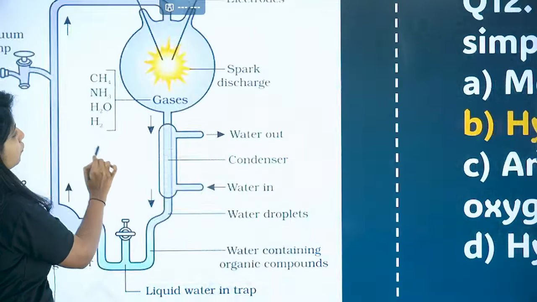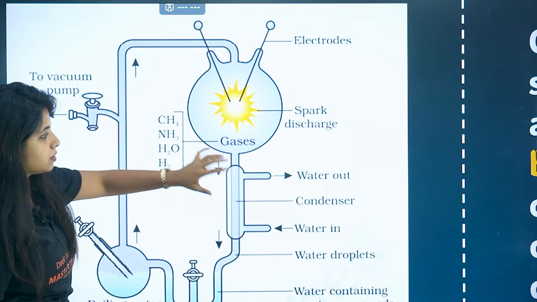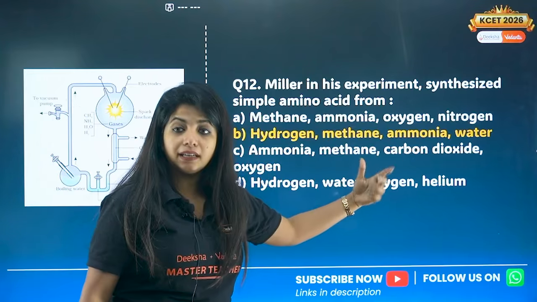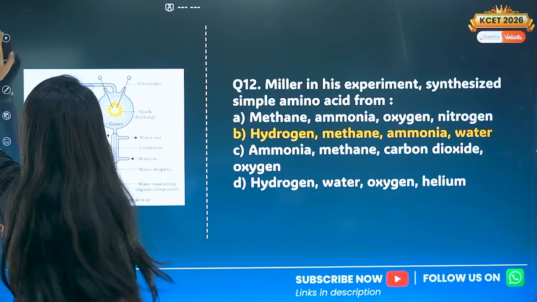I'll show you the picture for better clarity. 4 things in Miller's experiment, and that was this. So your answer would be hydrogen, methane, ammonia and water. Cool. Let's go ahead with the next question.